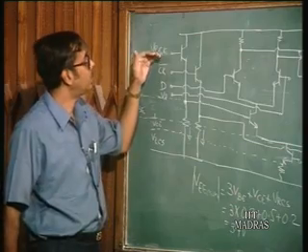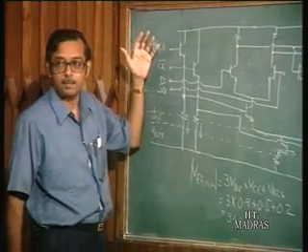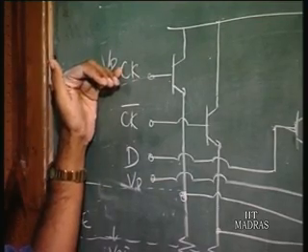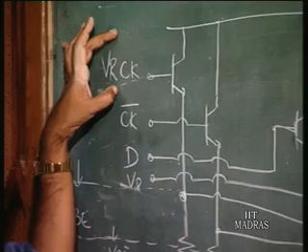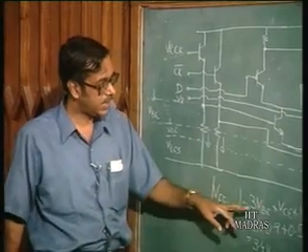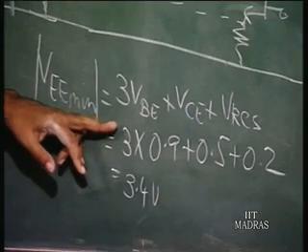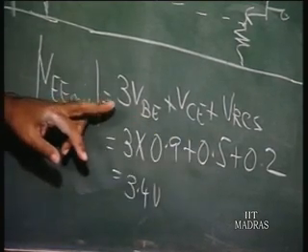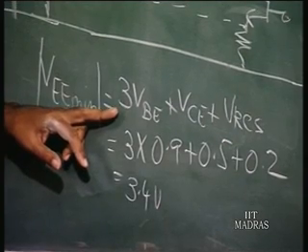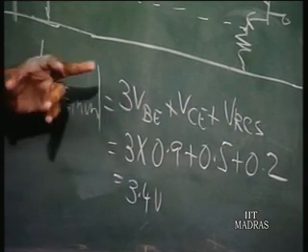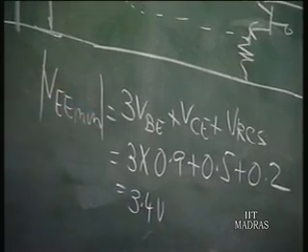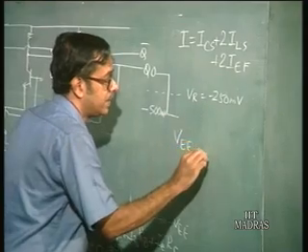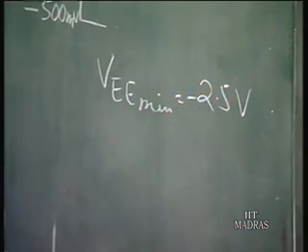Since the input voltage now has been shifted by VBE, the input voltage can be straight away 0 volts. So there is no extra drop of VBE here. The VE minimum is going to be, instead of the previous case where we had 3 VBE plus VC plus VRCS, in this case 2 VBE. One VBE is less. So the VE min for this circuit is equal to minus 2.5 volts.